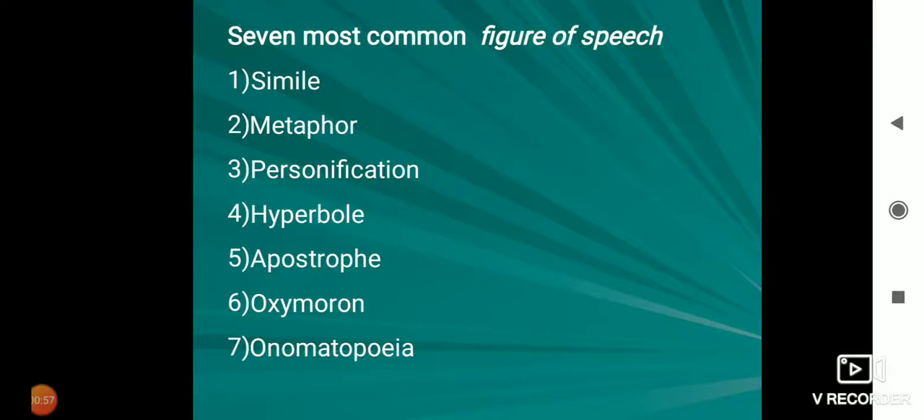In English, there are so many figures of speech, but today we are learning the 7 most common figures of speech. First, simile. Second, metaphor. Third, personification. Fourth, hyperbole. Fifth, apostrophe. Sixth, oxymoron. Seventh, onomatopoeia.